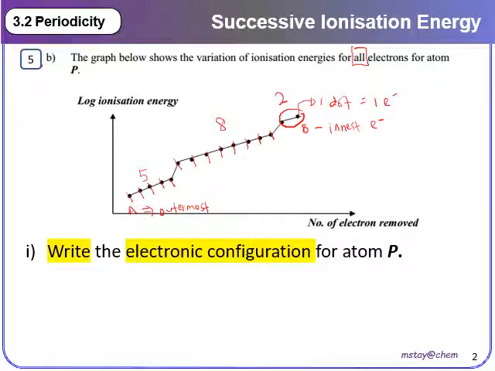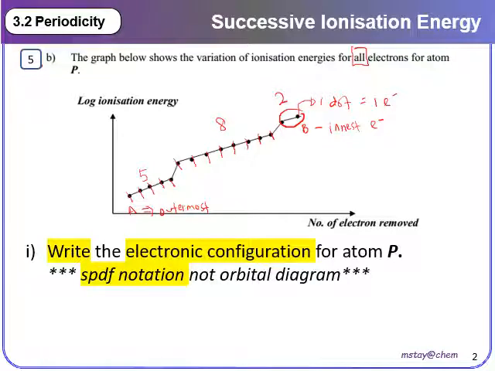Write the electronic configuration for atom P. In this case, you are going to write the spdf notation because of the keyword here, write. Please don't give the orbital diagram. So 1s2, 2s2, 2p6, 3s2, and 3p3. Okay, so this is the answer for the electronic configuration for atom P.